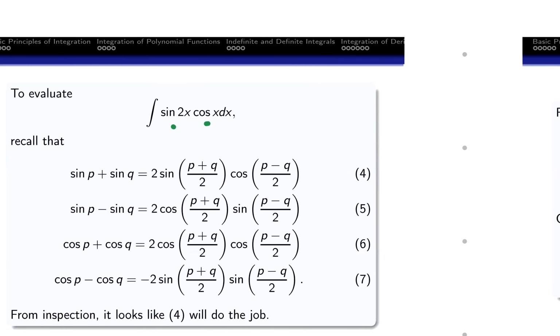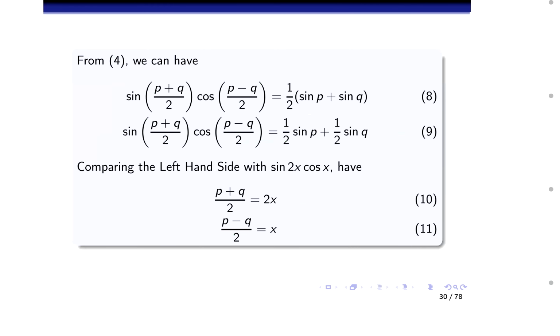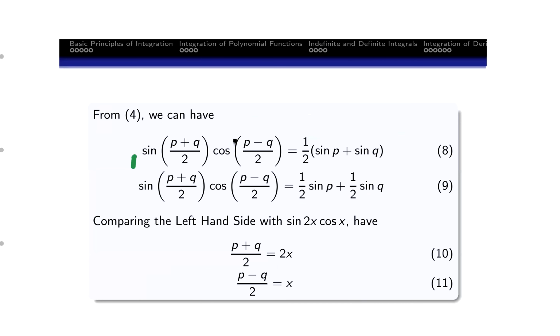So you see sine (p plus q) over 2 cos (p minus q) over 2 is the same thing as half into sine p plus sine q. You can break that down into, of course, half sine p plus half sine q. So comparing the left-hand side, this is the left-hand side, this is the right-hand side.